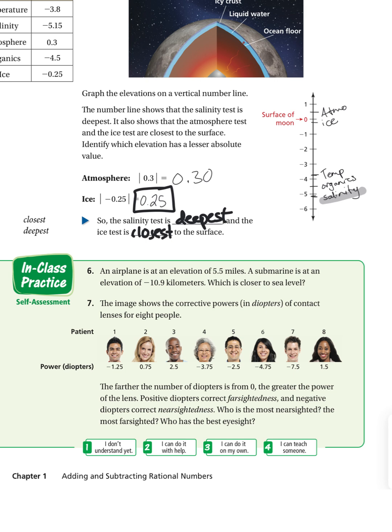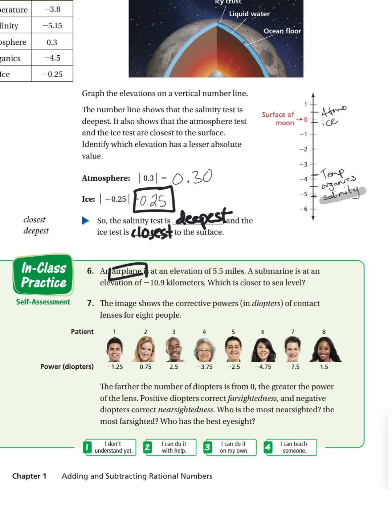All right. An airplane is at an elevation of 5.5 miles. A submarine is at an elevation of negative 10.9, which is closer to sea level. Sea level is 0, so the airplane is going to be closer to 0.